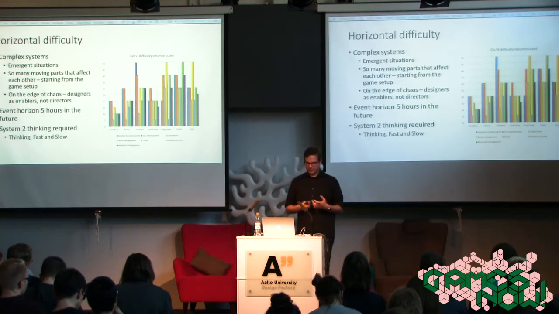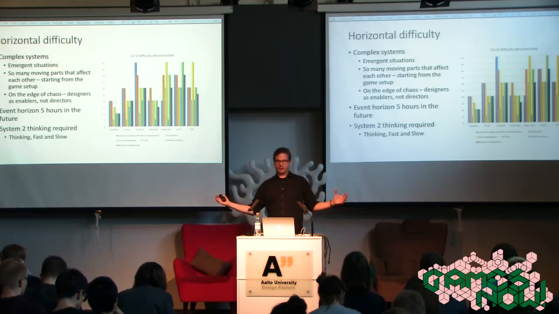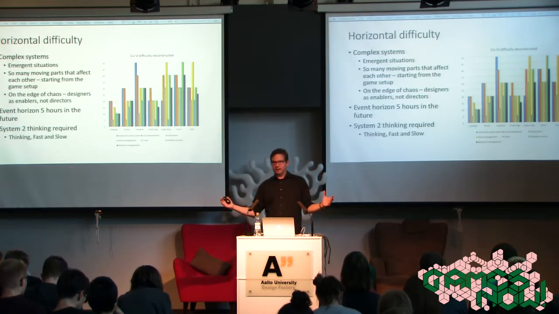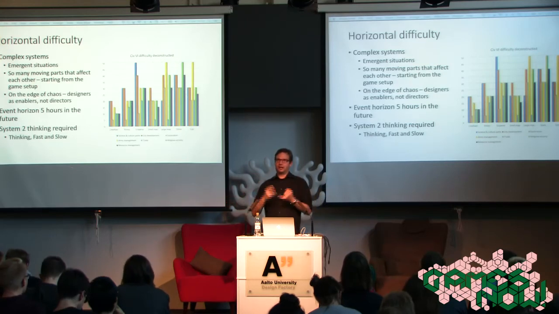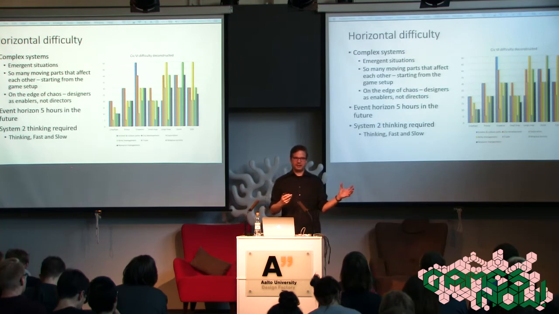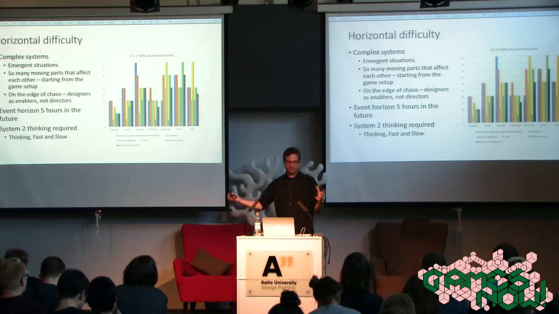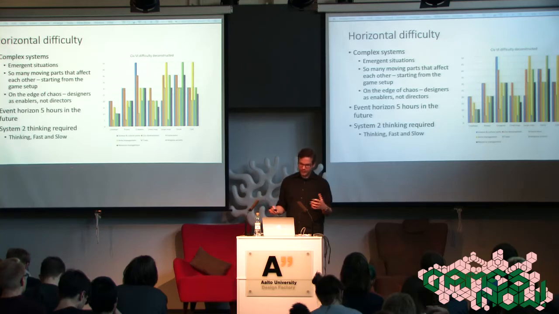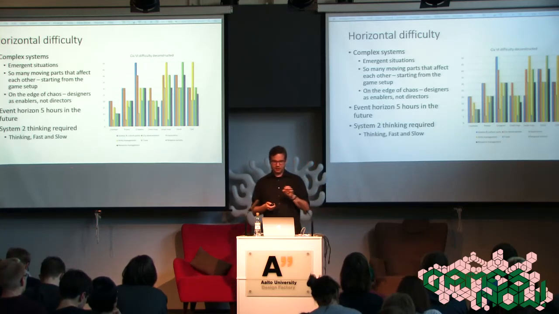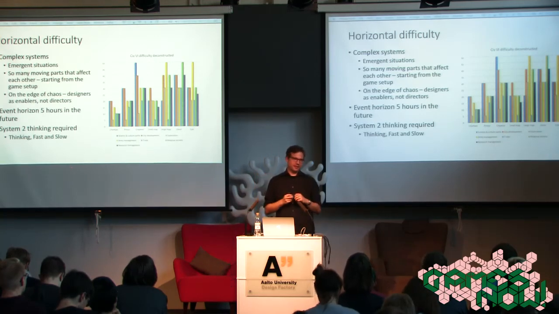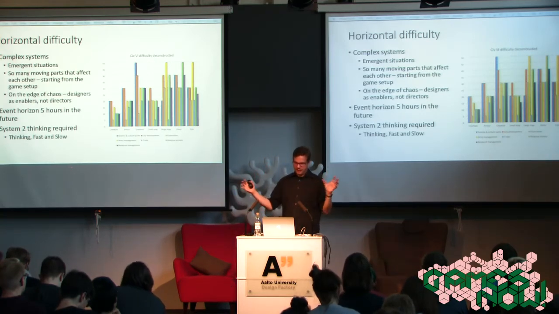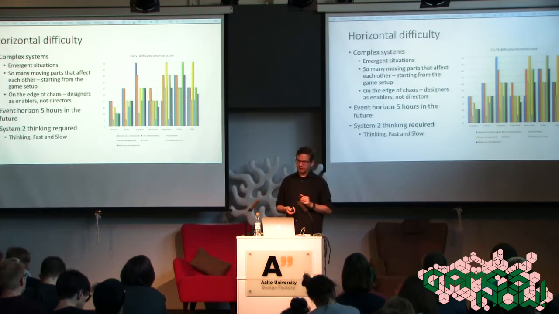And Civilization is a game that requires system 2 thinking. System 2 thinking is more analytical, more slow. You don't let your brain do the first thing that comes to mind. You actually try to figure out different possibilities and so on. I'll get back to this later, but I hope you got the brief idea of System 1 and System 2 and the horizontal difficulty of Civilization.